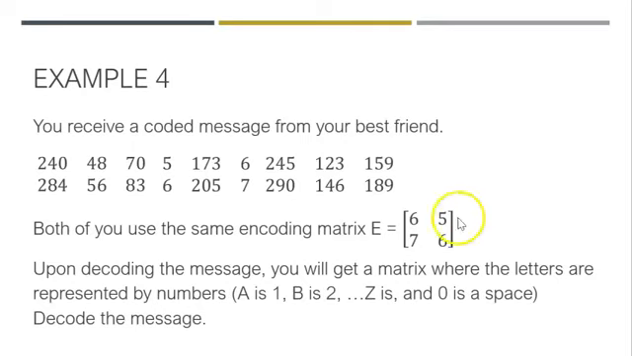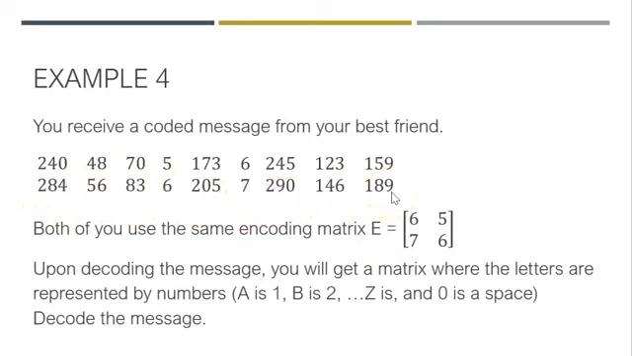So if you agree on an encoding matrix, what you can do is use the fact that A is 1, B is 2, C is 3, and so on to get numbers for each letter in your coded message. Multiply by this matrix, and you will get a coded message. So this is the coded message that I received. Now, to find the original message, the original numbers that my friend used, what I would do is use the inverse matrix of this and multiply it by this, and that would get me the original numbers. So let's go ahead and do that.